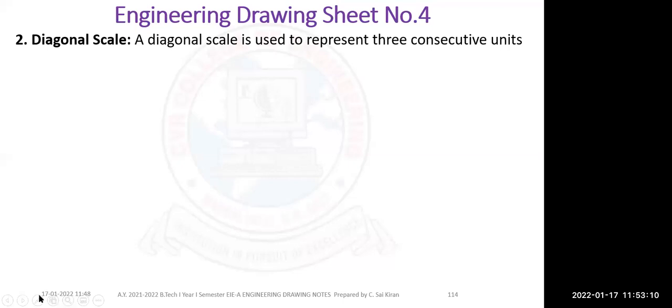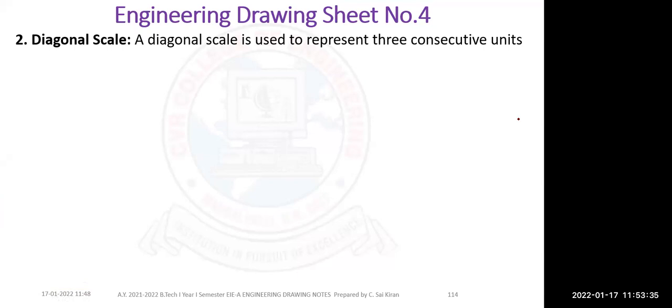So in the plane scale, we measure two consecutive units, two side-by-side units. But sometimes we need to measure three consecutive units. For three consecutive units, the plane scale is not feasible. So that's the reason we use the diagonal scale. Here we use a diagonal principle in order to make the third consecutive.